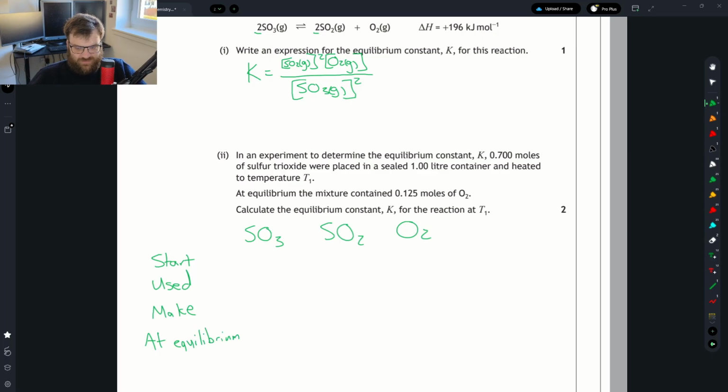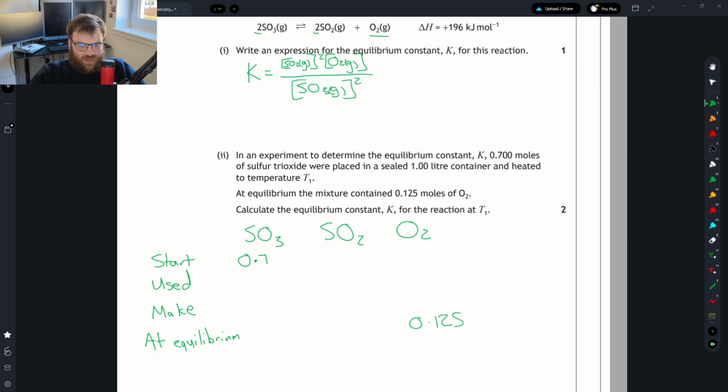So what they're saying, we've got 0.7 moles of trioxide in a 1 litre container. So the volume's not changing throughout it. So I'm just going to ignore that for just now. So we're starting off with 0.7 moles of the sulfur trioxide. It says at the end, we've got 0.125 moles of the oxygen.